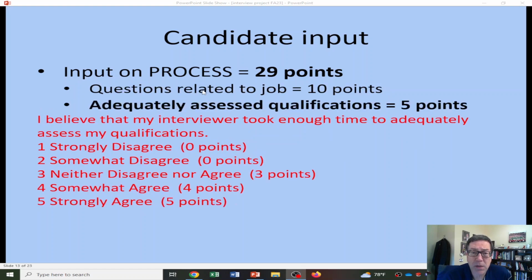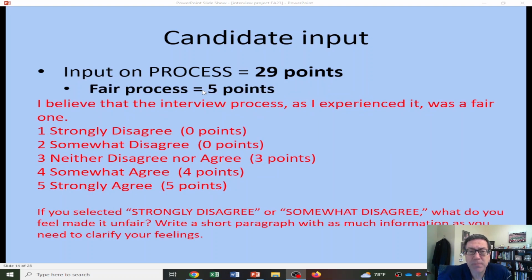All right, second thing is that you took enough time to adequately assess their qualifications. Now, if your interview lasts 15 minutes, they're probably going to give you a 3, maybe a 2 or a 1. So make sure that you've sent the signal to them that you're really interested in them for this job and that you've done everything you possibly can to see if they're qualified or not. So accurately, adequately, intensively assess their qualifications. 5 points.